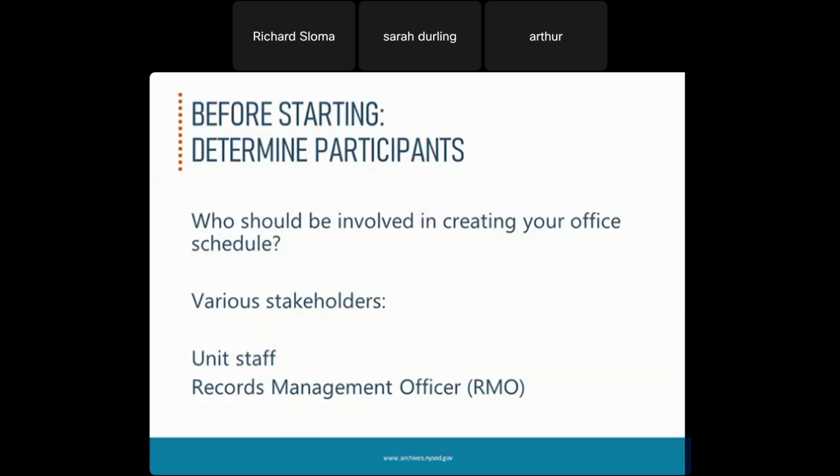There's also the Records Management Officer, or RMO. The RMO is responsible for the records management program and needs to know what staff are doing in terms of records management. They're also going to be able to lend their knowledge about records management and help staff determine what should and what should not be included in an office schedule.